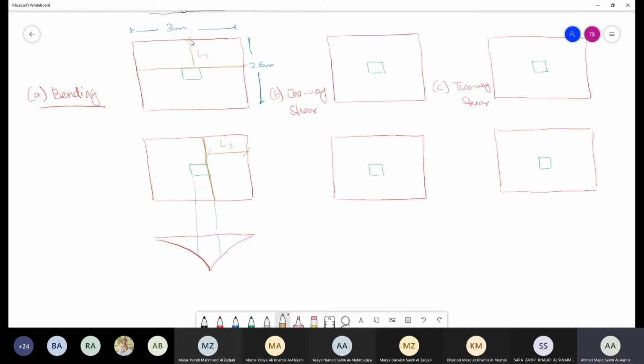Now, can you tell me how much is your L1 and how much is your L2? You have the dimensions of the foundation with you. Can we know how much is L1 and how much is L2? Yes.